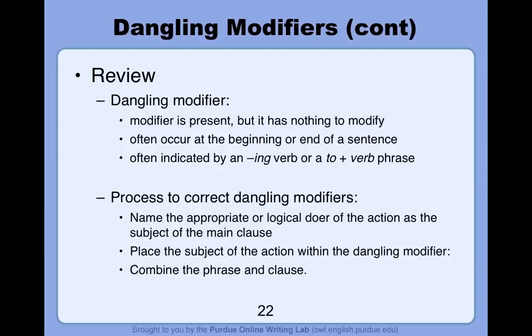Okay, to review, a dangling modifier is that a modifier is present, but it has nothing to modify. A dangling modifier often occurs at the beginning or end of a sentence, and it's often indicated by an -ing verb or a to plus verb phrase. And the process to correct dangling modifiers: name the appropriate or logical doer of the action as the subject of the main clause, place the subject of the action within the dangling modifier, or combine the phrase and clause.